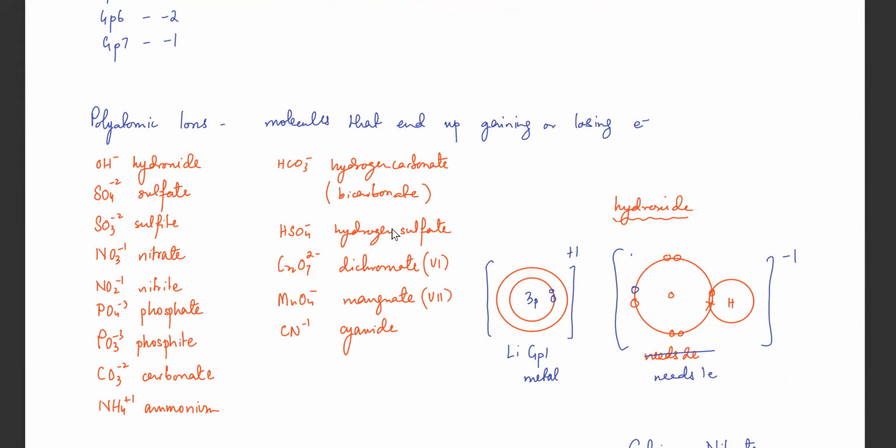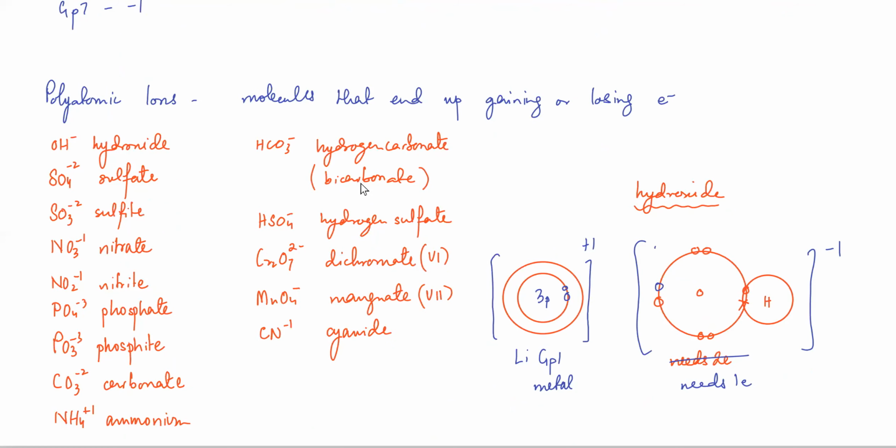Polyatomic ions are molecules that end up gaining or losing electrons. For example, OH है. OH में by making a single bond, oxygen's outer shell is not complete. Oxygen needs 2 electrons, so it might gain 1 electron from some metal. तो वो फिर -1 बन जाएगा because the molecule ended up gaining an electron from a metal.